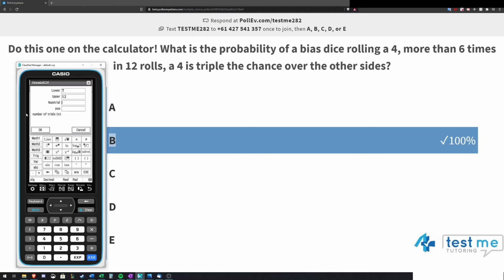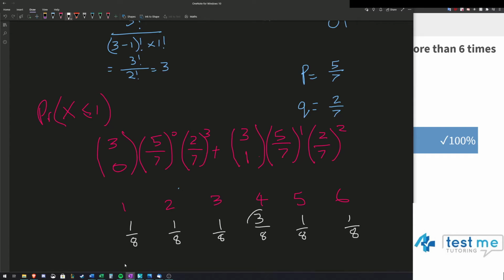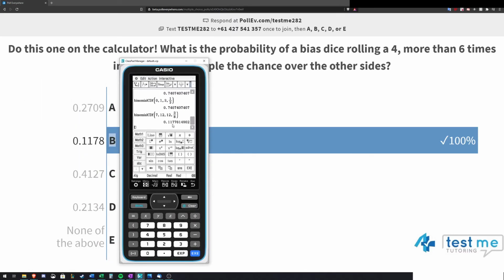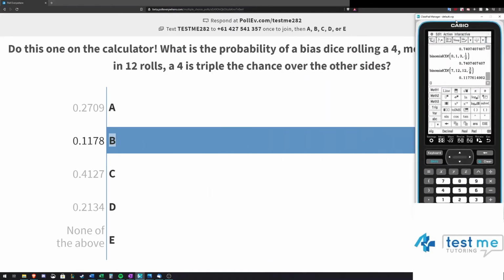Number of trials, and I hope I did that on that answer. I'll have to check. In 12 rolls, and the probability of success, what do we work out, is 3 out of 8. Again, back here, that's that 3 out of 8 here. Enter, there you go. 0.1178 when we round up, okay? It's always a good feeling.